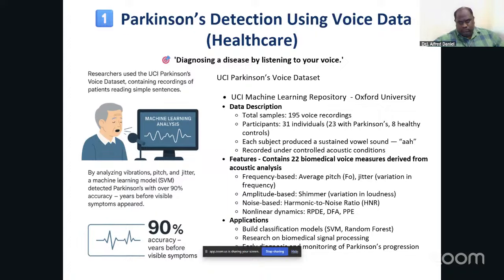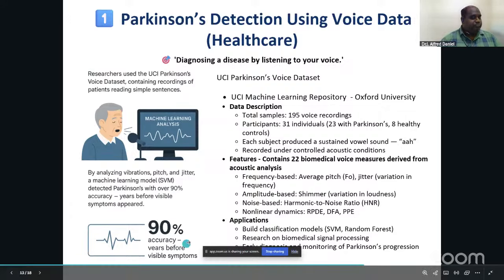So the ultimate objective is diagnosing a disease by listening to your voice. Researchers have used the UCI Parkinson voice data, where they've taken 3 parameters: vibration, pitch, and jitter. These are the 3 parameters. They've used an SVM machine learning model, through which the accuracy is around 90%, which I have mentioned here.